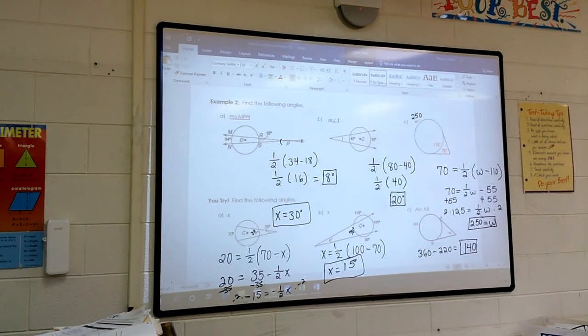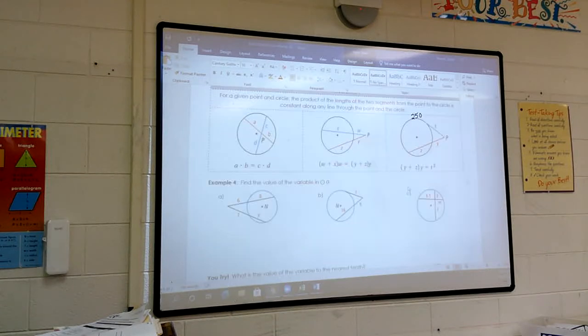Okay, so what you've done so far is when there are angles inside, you add the two arcs and multiply by 1/2. When there are angles on the outside, you subtract the two arcs. And on page 2, there's a couple more theorems that we're learning as we go through this.